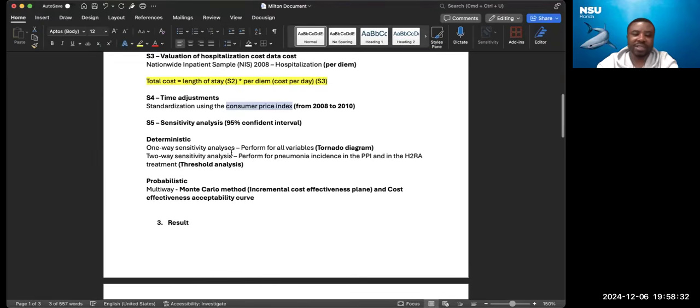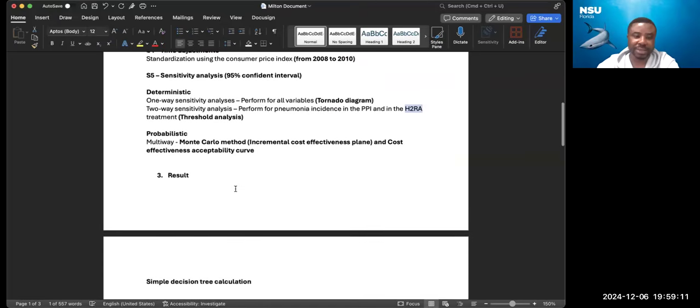They did two-way sensitivity analysis as well, and I'll explain it when we get there. What they do is that they vary two variables together. So in one-way, they hold everything constant and vary just one variable. In the two-way sensitivity analysis, they vary two variables together. So in this case, they varied the incidence of pneumonia in the PPI group, and the incidence of pneumonia in the H2RA group. We'll look at it when we look at the threshold analysis for the two-way sensitivity analysis.